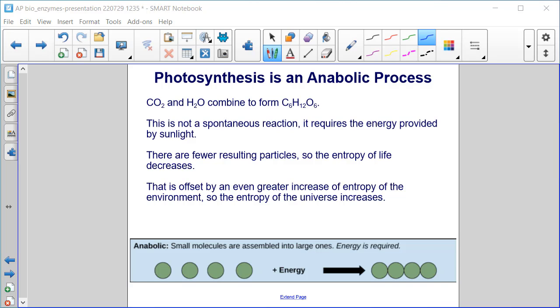Photosynthesis is an anabolic process. CO2 and water combine to form C6H12O6, or glucose. This is not a spontaneous reaction. It requires the energy provided by the sunlight. There are fewer resulting particles. We start out with particles of carbon dioxide and water and end with one particle of glucose, so the entropy of life decreases. That is offset by an even greater increase of entropy of the environment, so the entropy of the universe increases.